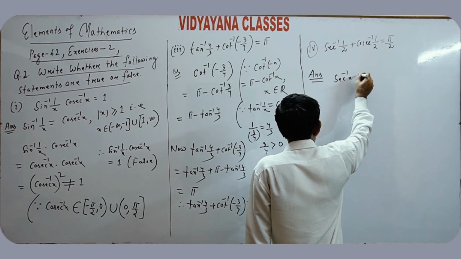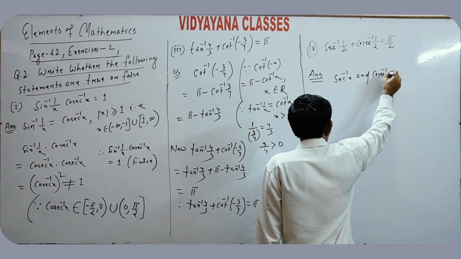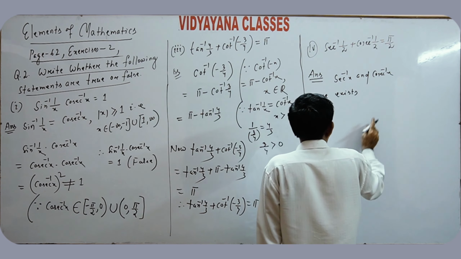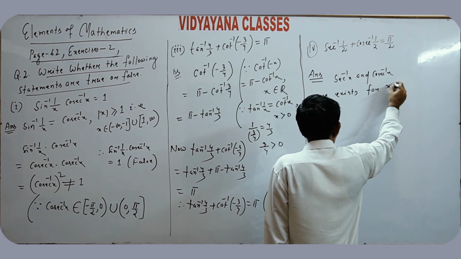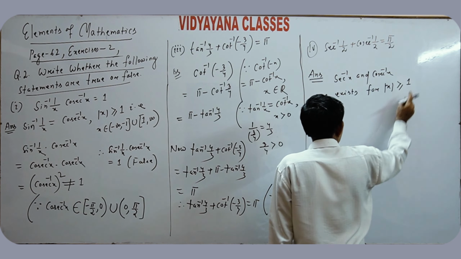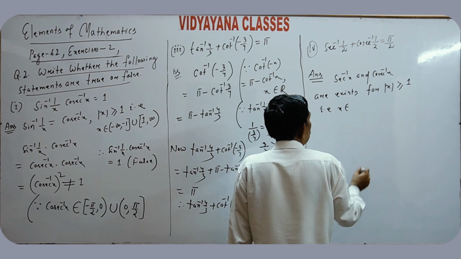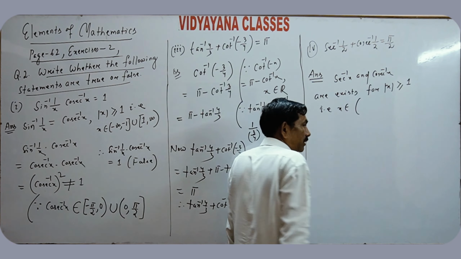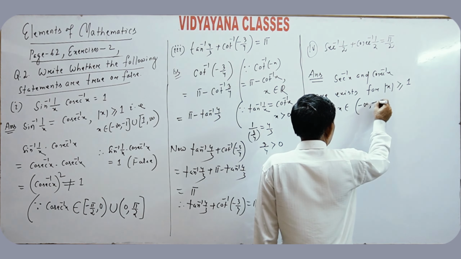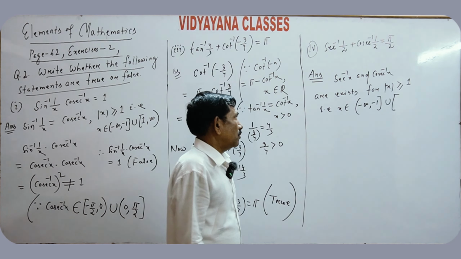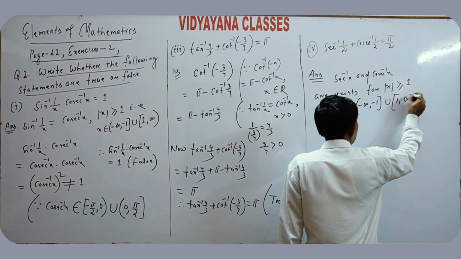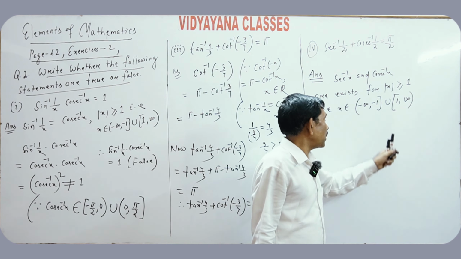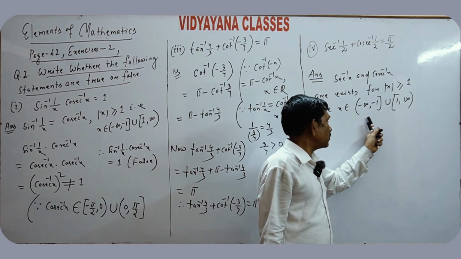Sec inverse x and cosec inverse x exist for mod of x greater than or equal to 1. That means x belongs to the open bracket minus infinity to minus 1 union 1 to infinity. Sec inverse x and cosec inverse x exist for mod of x greater than or equal to 1, which is the same as x belonging to this set.